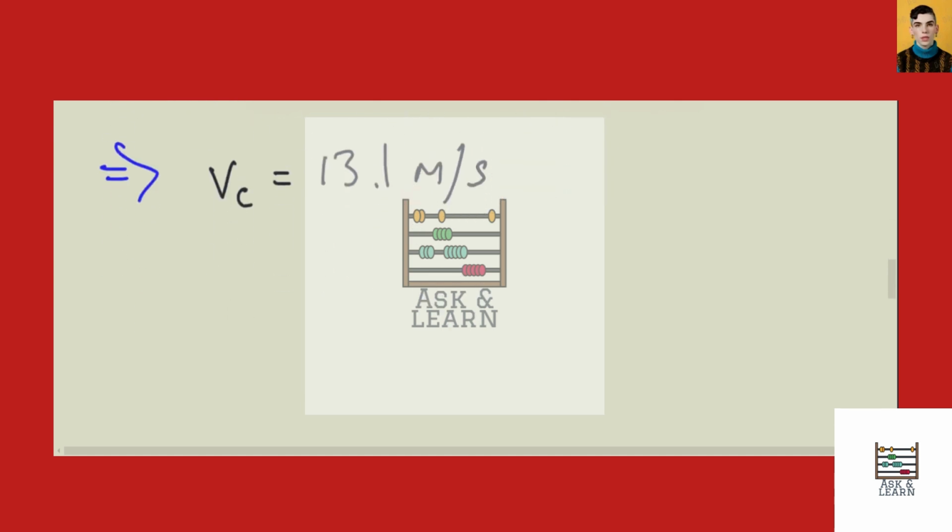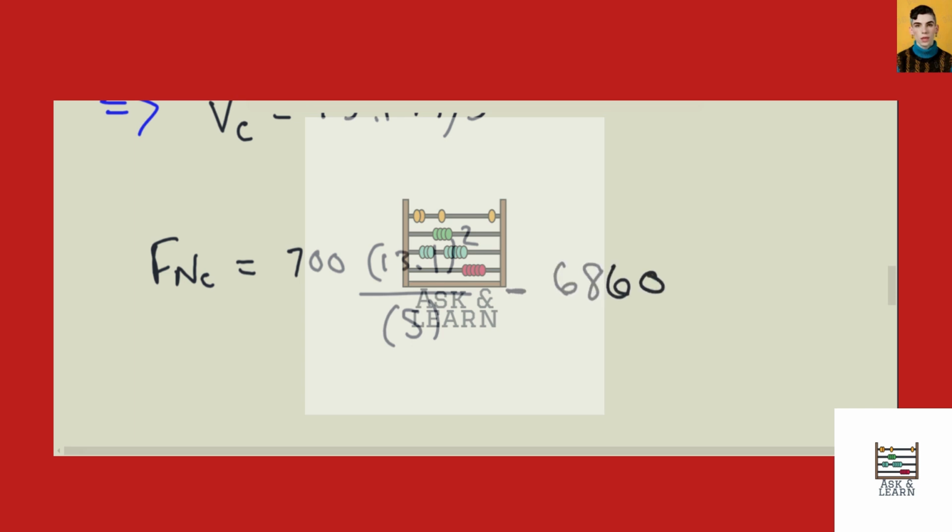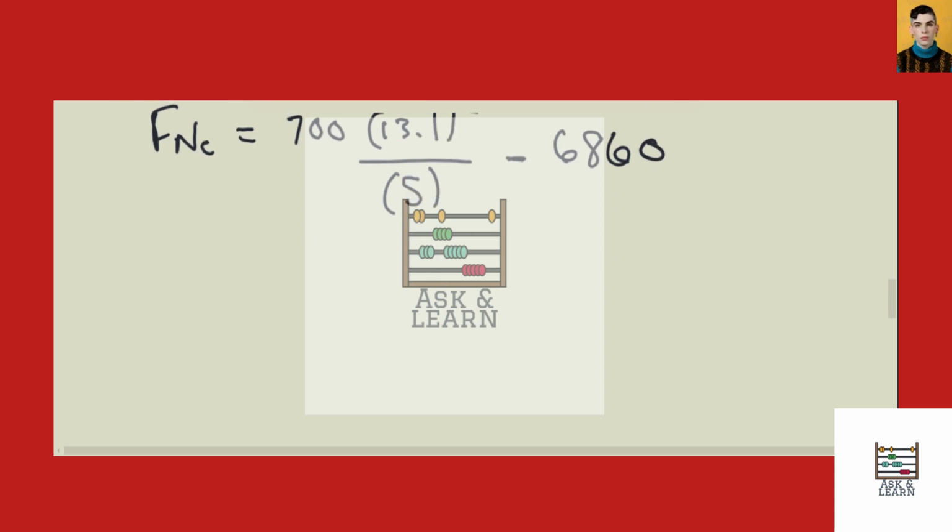Now we can plug this back into our force equation to find the normal force. So the normal force at C equals, so now plugging everything in, the mass 700 times the velocity at C, 13.1 squared, divided by radius of curvature, which is 5, so half the height, minus the weight, mass times gravity, 6860. So finally, the normal force at C, FNC, equals 17.16 kilonewtons.